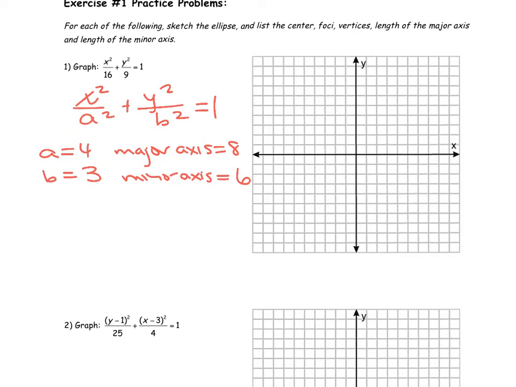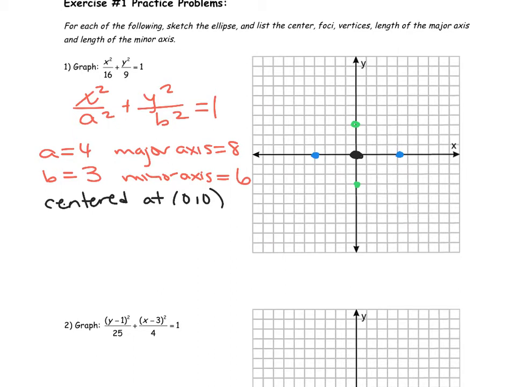All right. We know that this is centered at (0, 0). So I'm going to put a point right here. And if I know the major axis is 8, then I know that I'm going to travel 4 units to the right. 1, 2, 3, 4. Put a point. That's one of my vertices. And then 4 units to the left. I'm also going to travel 3 units up, 1, 2, 3, for the minor axis. And then 1, 2, 3 down, giving it a total length of 6.